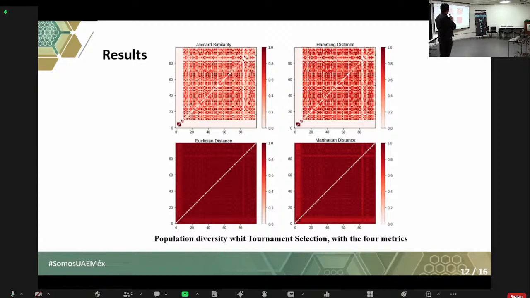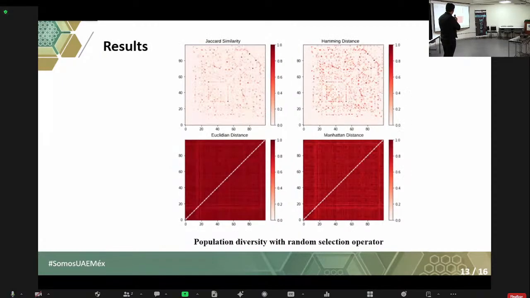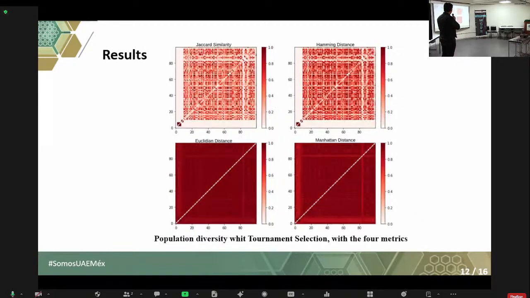On the top, it shows the Jaccard and Hamming distance, while below are the Euclidean and Manhattan distance. You can appreciate we have low diversity in this population after the 10,000 generations. For that reason, I decided to use another type of selection to see what happened, or maybe the diversity would be better. In this case, I used random selection, and yes, the diversity is better. You can compare the results.